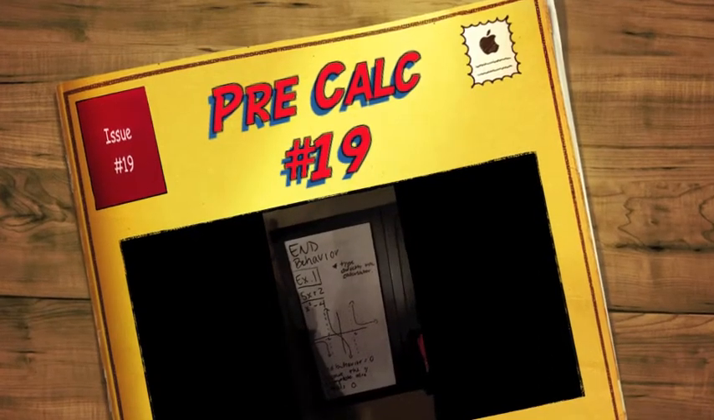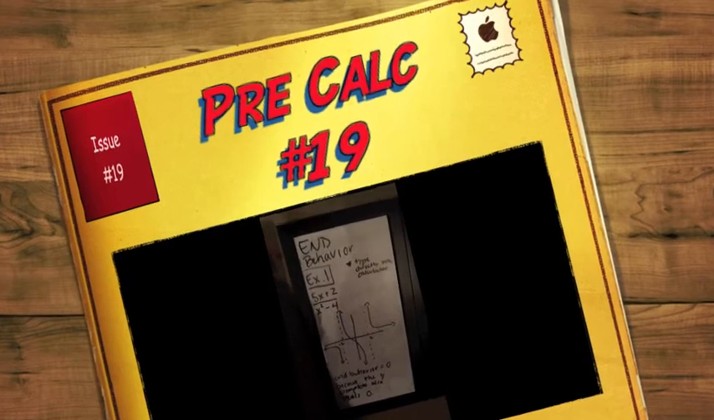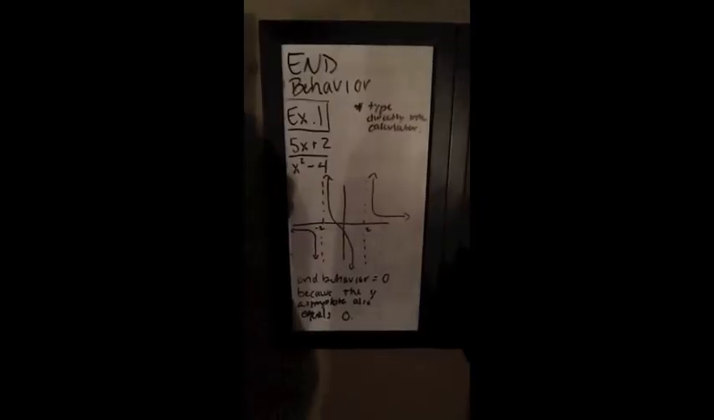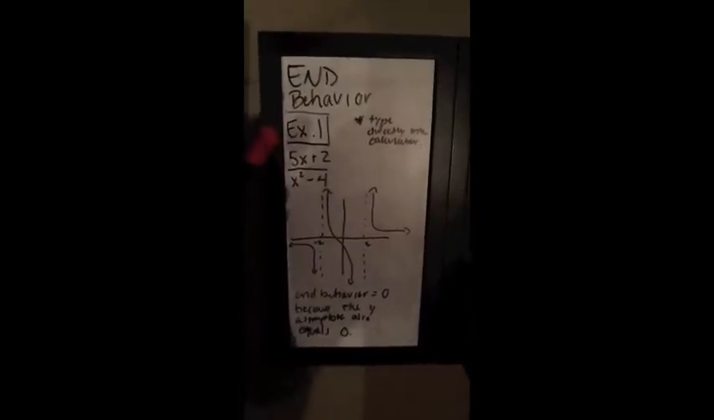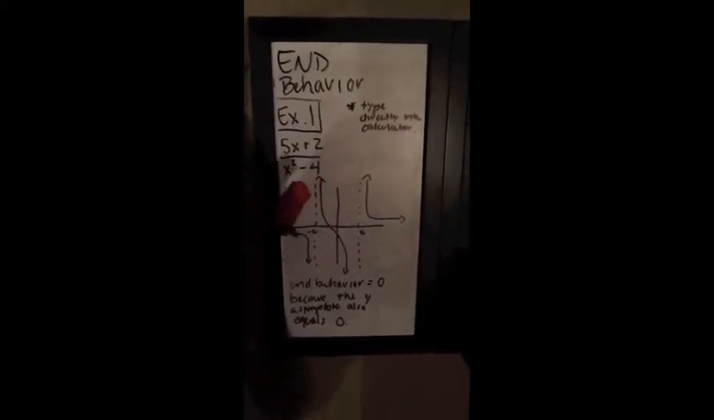Hello and welcome to the challenge of learning the end behaviors for your performance standard for your pre-calculus class. My first example is (5x + 2) over (x squared minus 4).